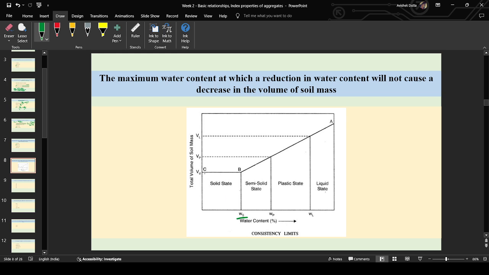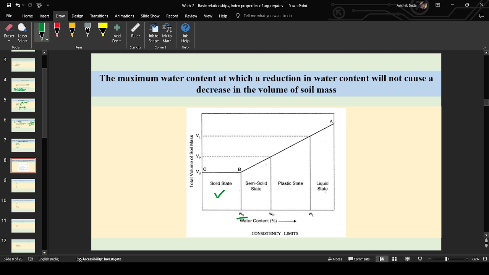When the water content is increasing, see over here VD is the volume of dry soil. First we are adding water and up to this level there is no increment in volume. Now after that the volume starts increasing. That means water is starting to take up the extra space. The soil is there, water starts taking up the extra space and so the volume is increasing. This is the volume of water increasing. This is the volume of dry soil basically, in solid state.